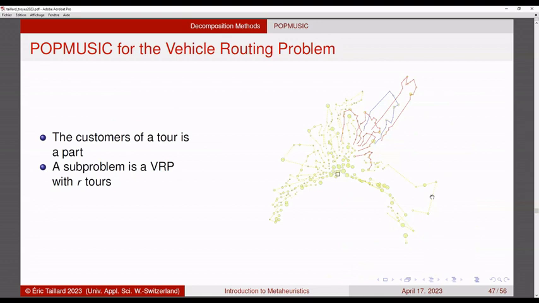You can apply this also to the vehicle routing problem relatively easily. A part here can be just a vehicle tour, so you select here a vehicle tour, that is this blue one, and a few tours that are closer to this seed tour, and then you can optimize these selected tours independently, so you just get a smaller vehicle routing problem.